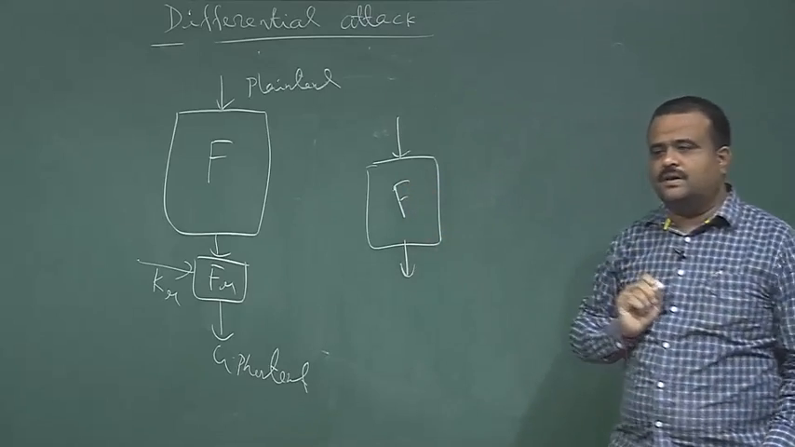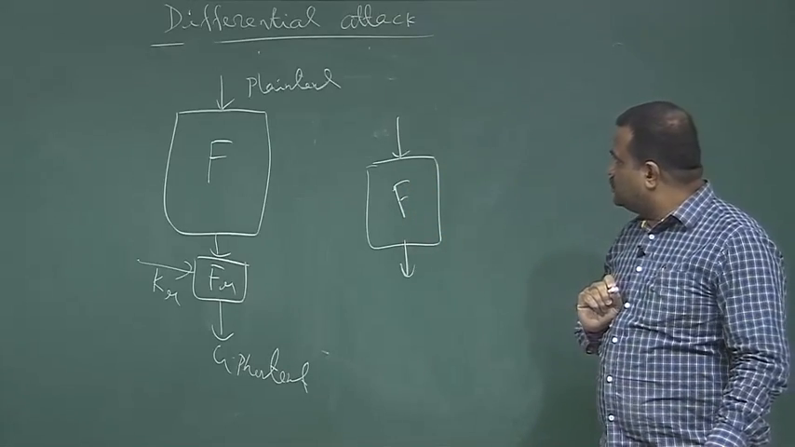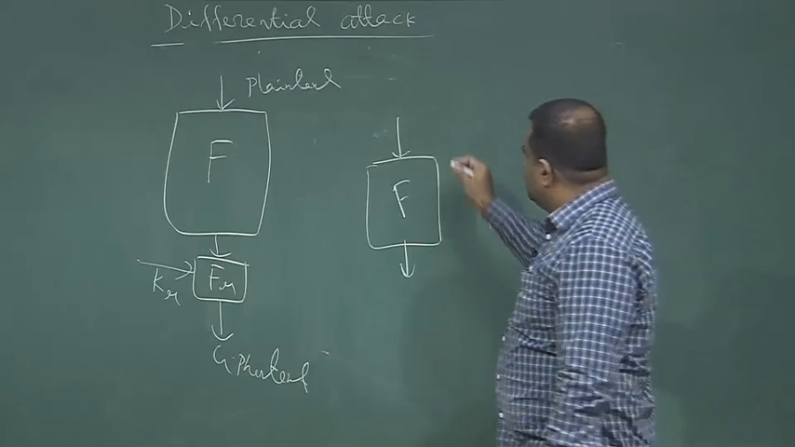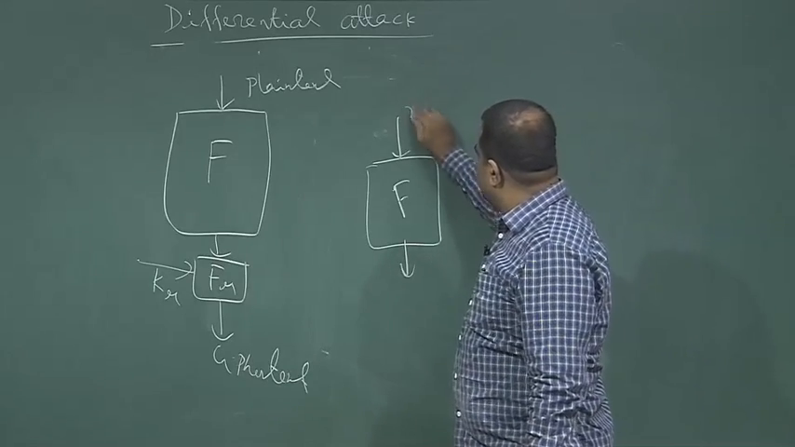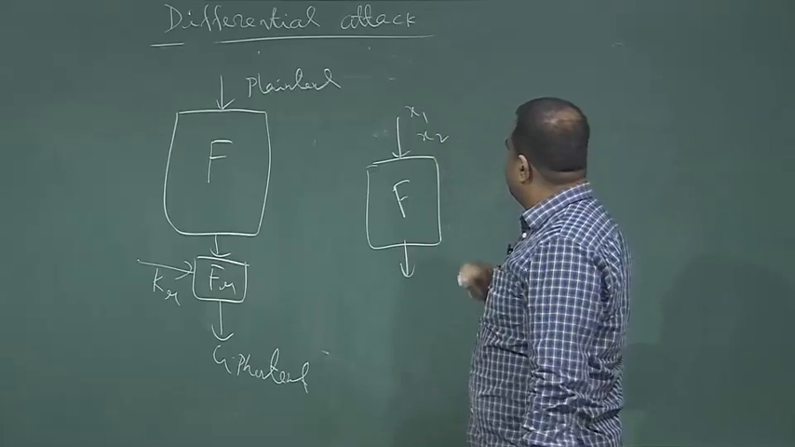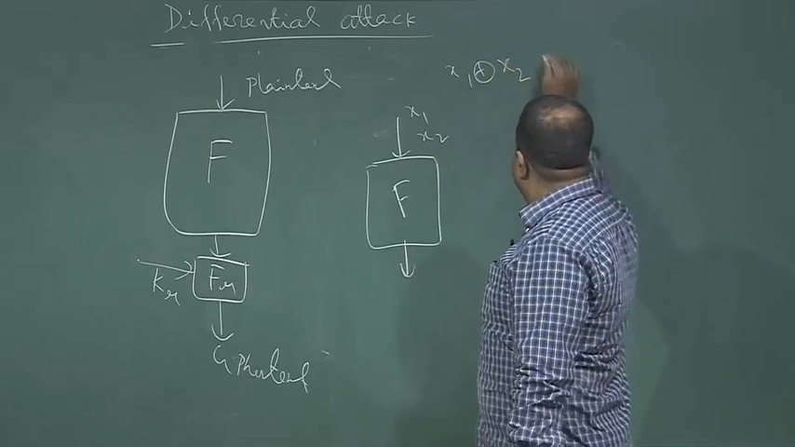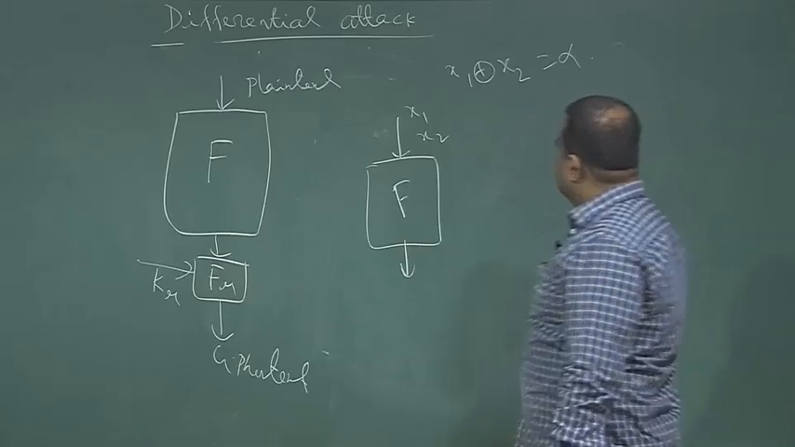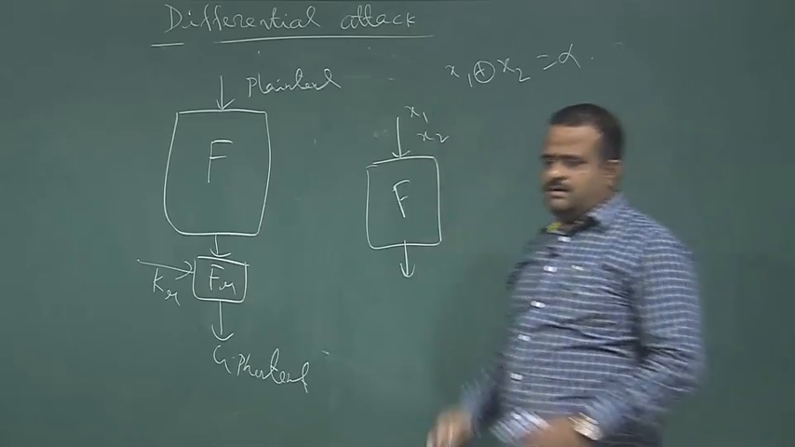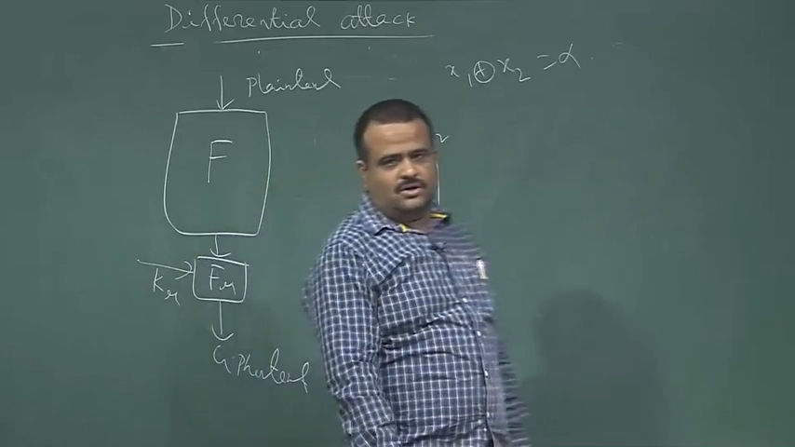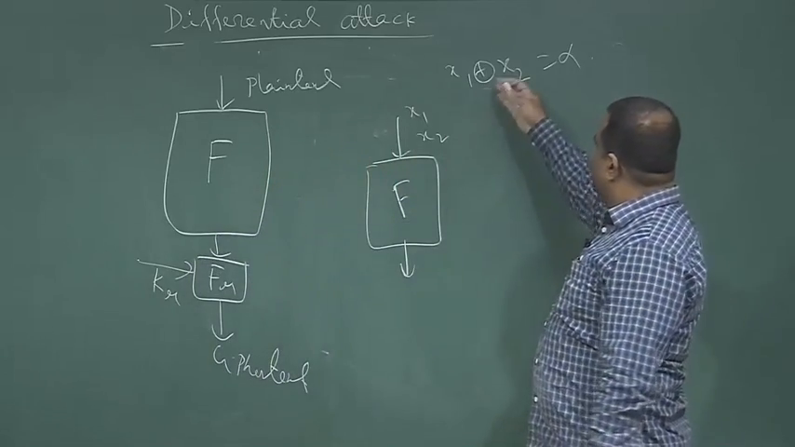Okay. Now, suppose we define the difference between the inputs. Suppose we take two inputs x1 and x2 in f, and we XOR them. This is alpha. These are basically binary bits, so this XOR is bitwise XOR. We just do the bitwise XORing.